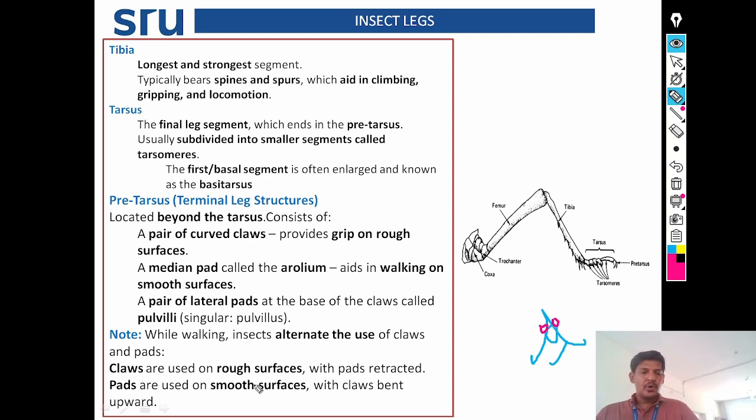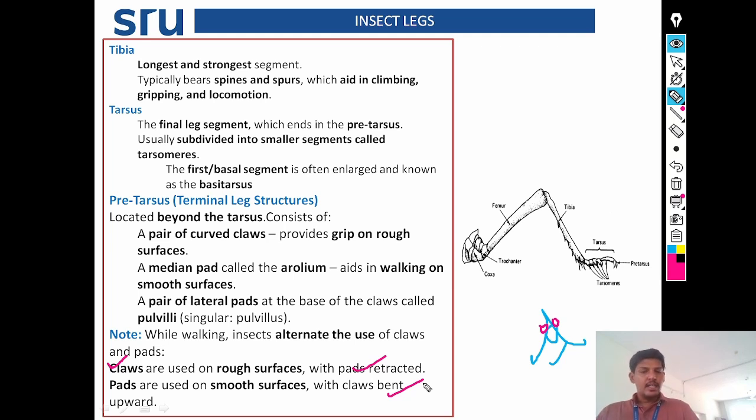See here, important note. While walking, insects do not use claws and arolium at a time. While walking, insects alternate the use of claws and pads. Claws are generally used to walk on rough surfaces. At that time, the pads are retracted. Pads are used to walk on smooth surfaces. During that time, claws bend upward.